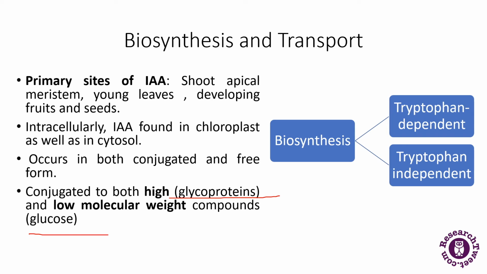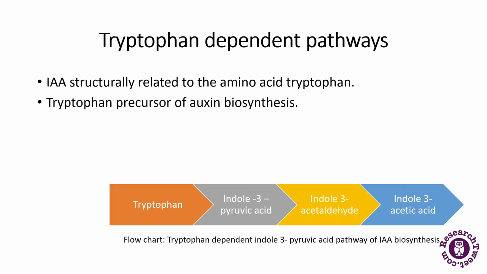Here we have shown that there are two pathways for the synthesis of IAA, the tryptophan-independent pathway and the tryptophan-dependent pathway. We will discuss both these pathways in detail in the next slides. Tryptophan-dependent pathway: IAA is structurally related to the amino acid tryptophan. Tryptophan is an amino acid which is structurally very similar to IAA. So it has been shown that tryptophan is the precursor of auxin biosynthesis.